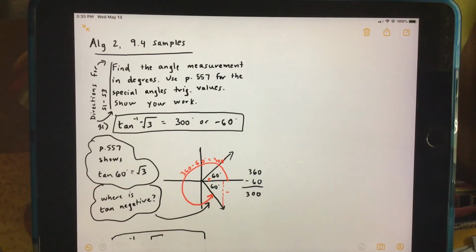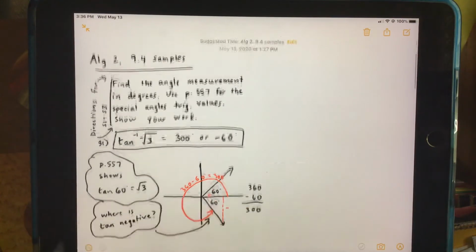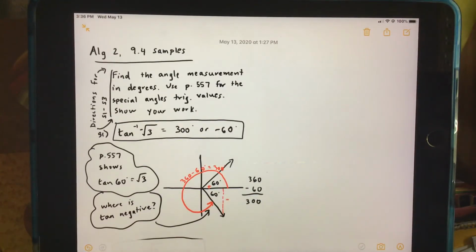Well, when we look on page 557, we're going to see that it shows that the tangent of 60 degrees is the square root of 3. But we want to know where is that angle when tangent is negative, because we need to find the angle whose tangent is negative root 3. Well, here's where our angle whose tangent is 60 degrees, where it's positive.